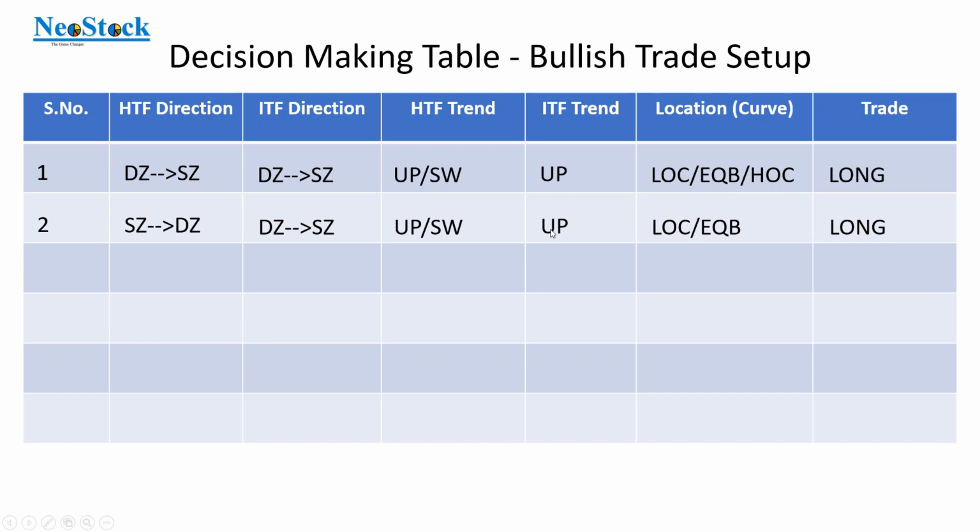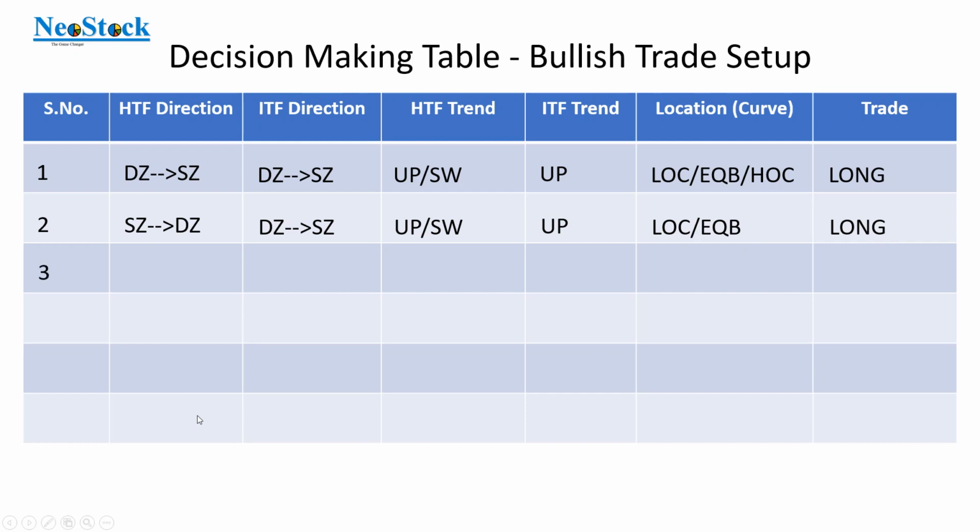This is the second scenario and a very important scenario. Remember, because the trend is uptrend, we are taking the trades in low on the curve and equilibrium even though HTF price direction is against us. But at the same time, ITF price direction is not against us. Always we trade in the direction of the ITF price direction. Provided trend should be supported and location should be supported. We should not forget that point.